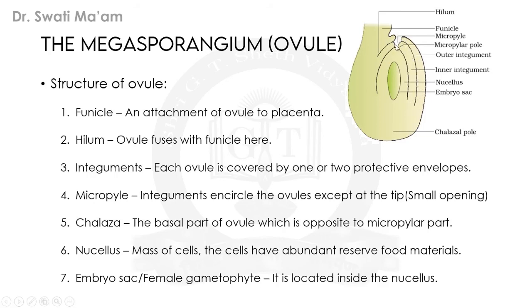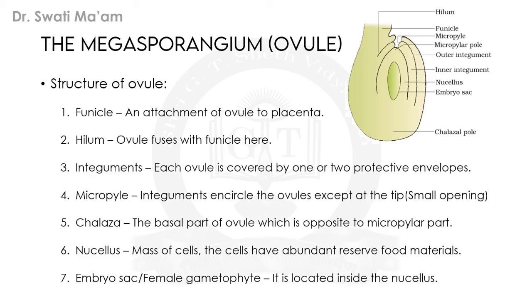But at one place, which is a very important place, is known as the micropyle. At the micropyle, the integuments encircle the ovule except here, so it is actually a small opening. And from here, when the seed grows, water enters. This is one of the importances of the micropyle. Then the part opposite to the micropyle is known as chalaza. This is the basal part of the ovule, exactly opposite to the micropylar part.